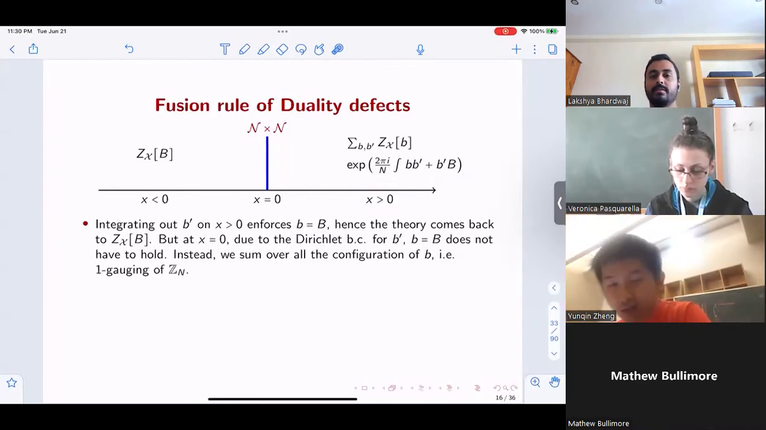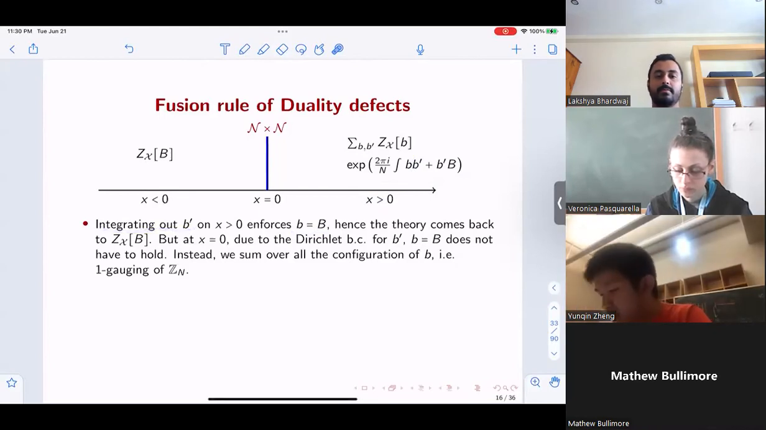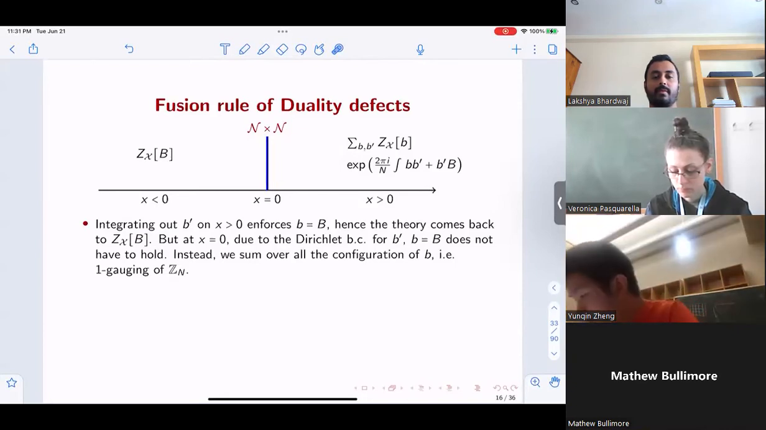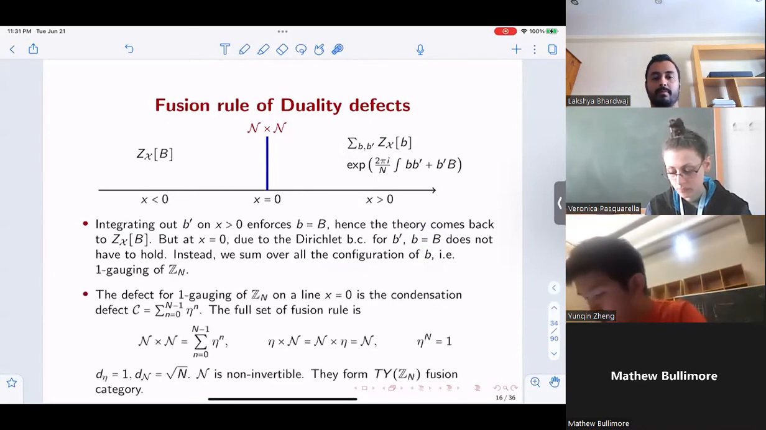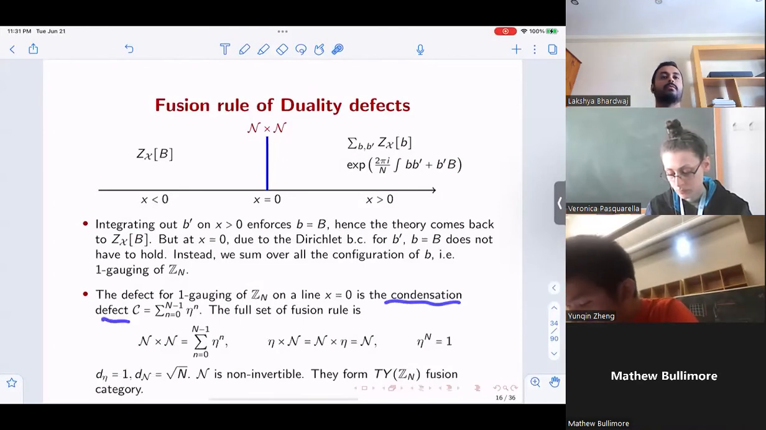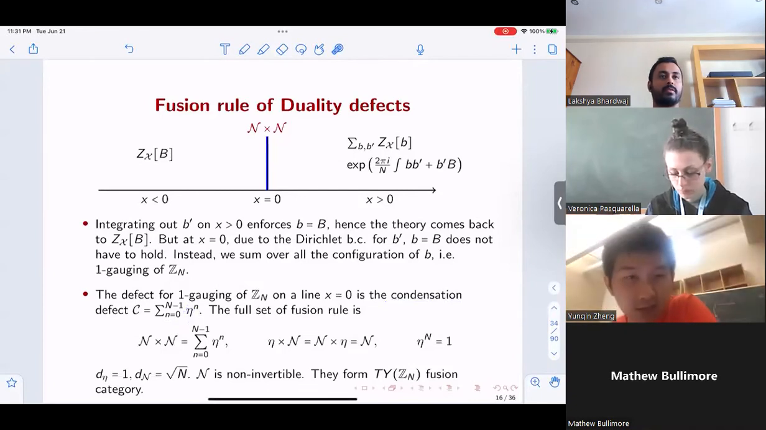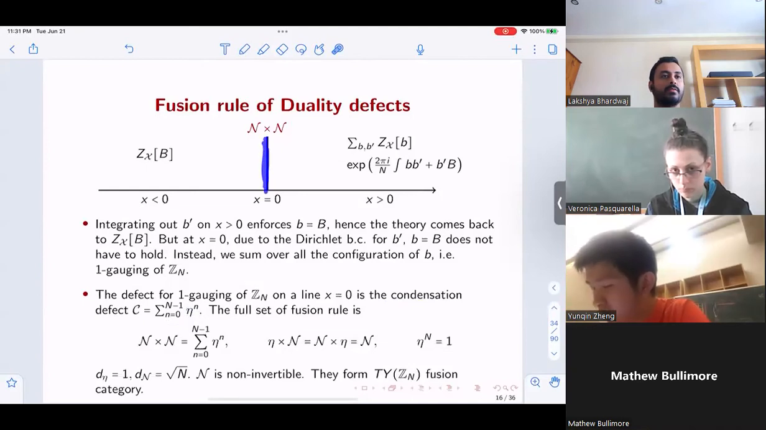But such an integration, integrating out the B prime, cannot be carried out on the defect locus. This is because the defect is defined such that the dynamical field satisfies this Dirichlet boundary condition. So we do not have this constraint at the defect locus. Instead, we need to sum over all the field configurations of little b, and this defines for us a one gauging of the Zn. So the defect for one gauging of Zn is precisely given by this condensation defect. We just need to sum over the Zn symmetry defect on the defect locus, which is just a one-dimensional locus. So we just sum over all the powers of the defect.